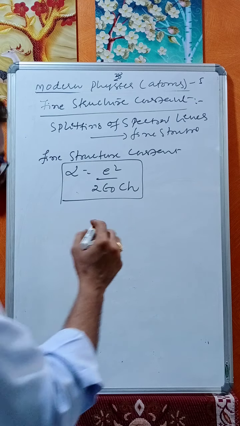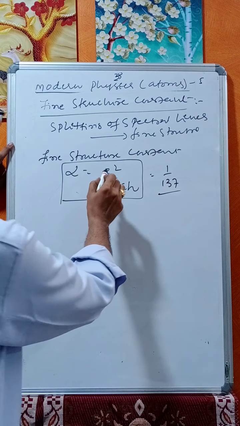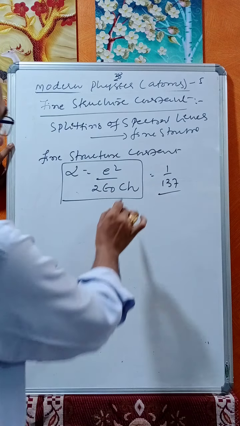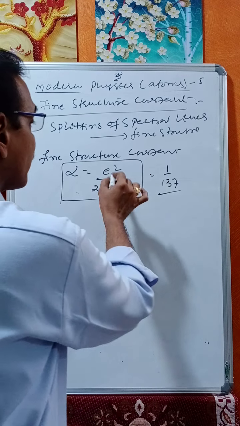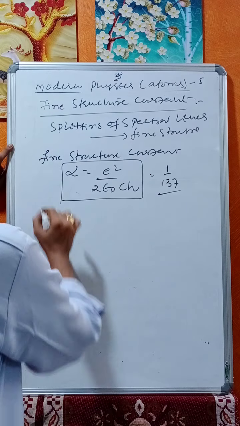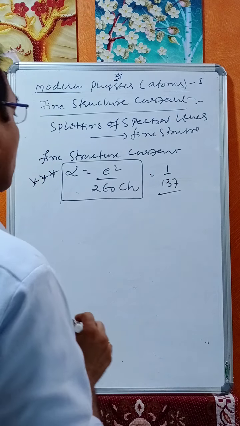The value of this is 1 by 137. Here e is the charge of the electron, epsilon naught is a constant, c is the velocity of light, and h is the Planck constant. If you put all these values in, you get 1 by 137. I have taken this because it is also a very important relation. The fine structure constant is e square by 2 epsilon naught c h.